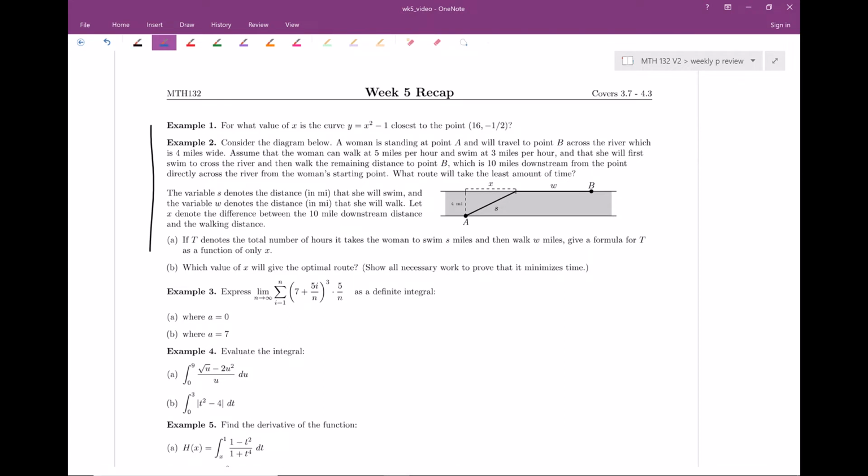We have a more moderate one, for which x value is the curve closest to some point, and then one that's a little bit more challenging, right? This is one that you probably saw in your WebWork homework, or some close variation of that, where someone is trying to swim across a river and get down to point B, and figure out what is the minimum time that it requires to do this.